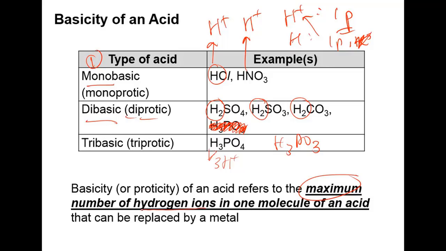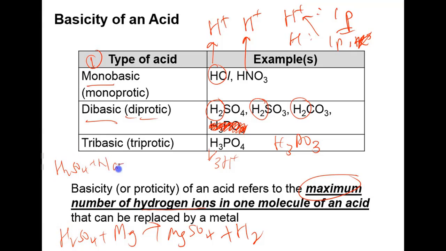Okay, so for example, if I were to write a simple one, H2SO4 plus, let's say, magnesium, we'll write MgSO4 plus H2, but it can also replace just one H. So for example, if we have H2SO4 with sodium, we could get NaHSO4 plus H2.